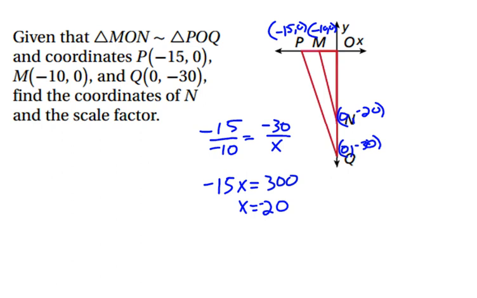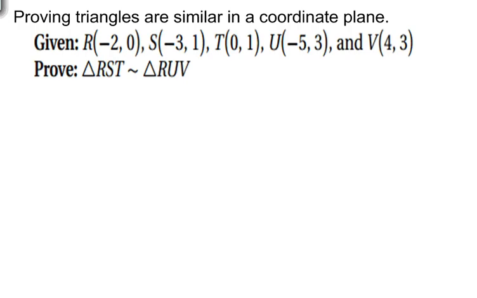And then find the coordinates of N and the scale factor. So we have the coordinates of N, 0, -20, and this is MON to POQ. So -10 is to -15 as -20 is to -30, which all of this simplifies to the same number, which is just 2/3. So the scale factor in this case is 2/3. I think pretty straightforward. No real difficult math or anything like that involved with it. It's just a matter of keeping your pre-image and your image straight, which triangle is listed first in this case.